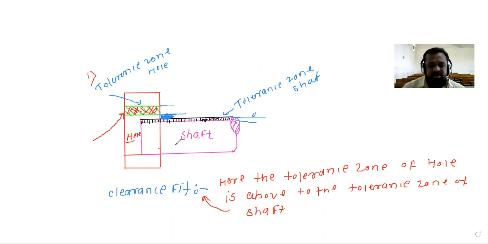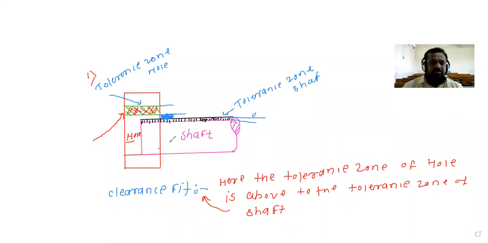For your better understanding, you can also remember that in the clearance fit the size of the shaft will be less and the size of the hole will be bigger. When there is some clearance, or some gap during the meeting, it is called the clearance fit.